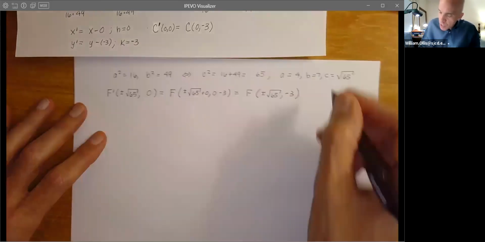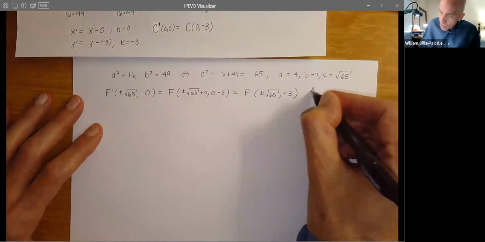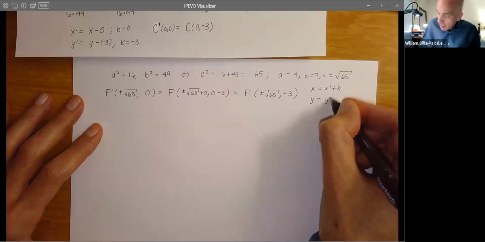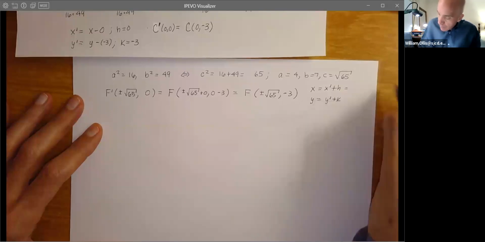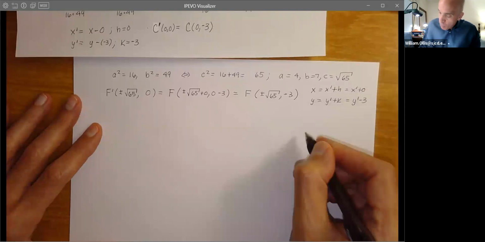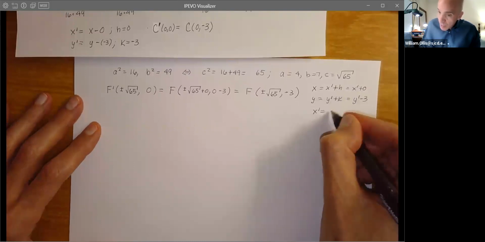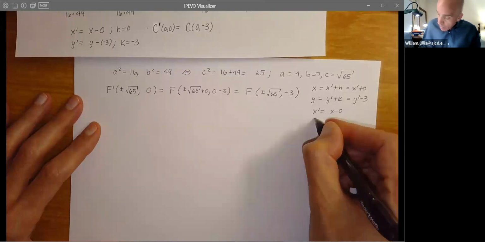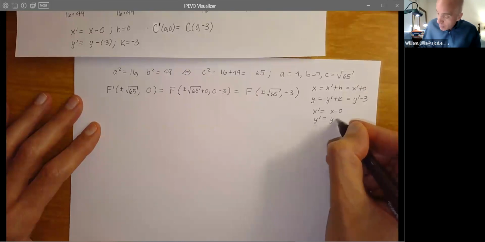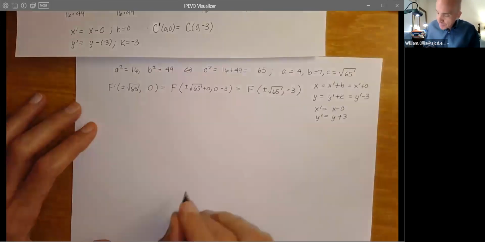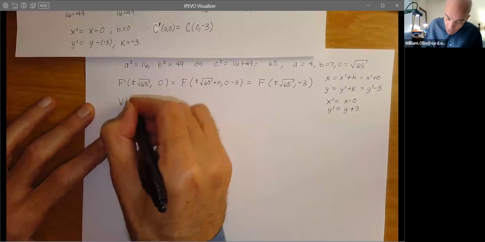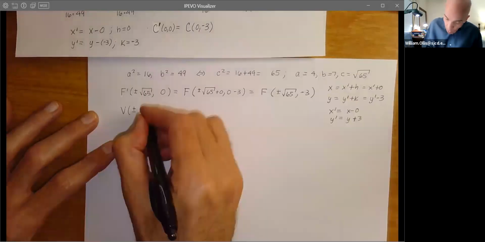Now again, this is what you have to think of. We got x equals x prime plus h, and y equals y prime plus k. So this is x prime plus 0, and this is y prime minus 3. Remember, we started with x prime equals, in this case, x minus 0, and y prime equals, in this case, y minus 3, or plus a 3, minus a negative. So these are equivalent. So now the vertices, what are the vertices? Plus or minus a, so plus or minus 4, comma 0.